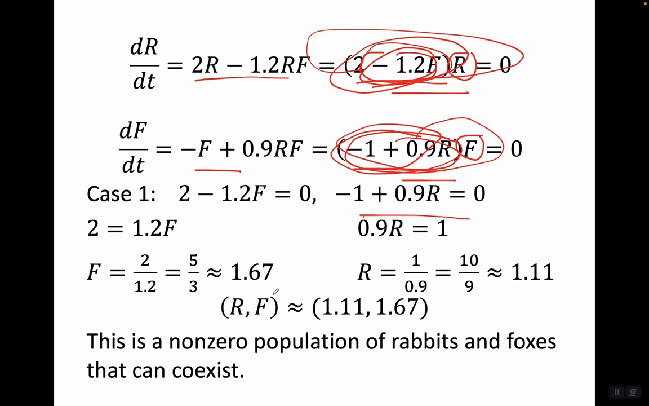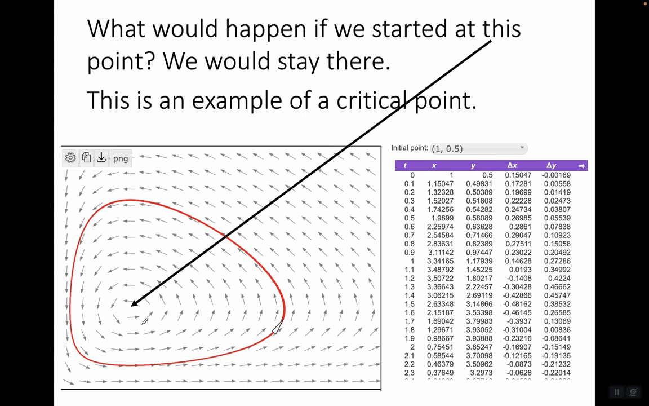So this is a solution. It's just a constant solution, equilibrium solution. R equals 1.11, F equals 1.67. This is a non-zero population of rabbits and foxes that can coexist. And that's actually the one that's smack dab in the middle here. So you start off with 1.67 rabbits, well, 1,670 or 1,000 or whatever, and then 1,110 or 1,000 foxes, and you stay there.